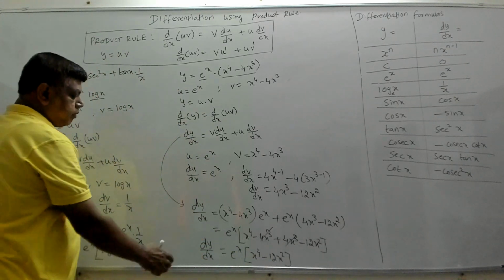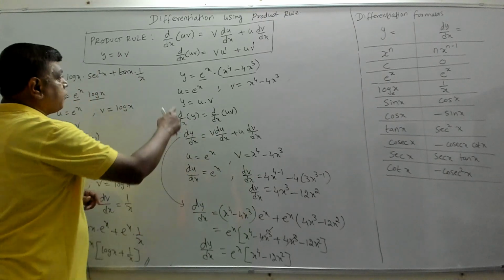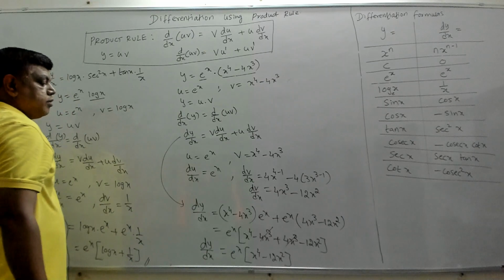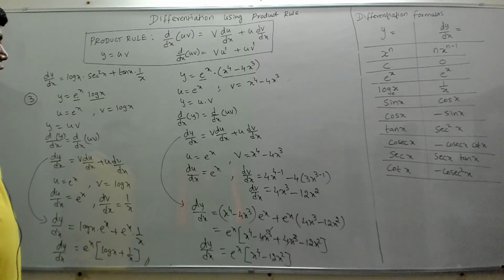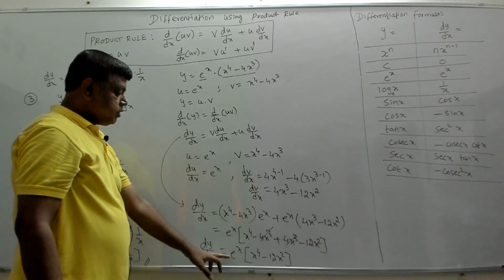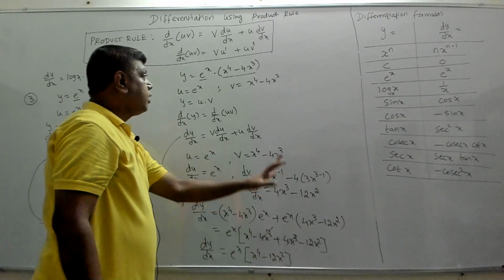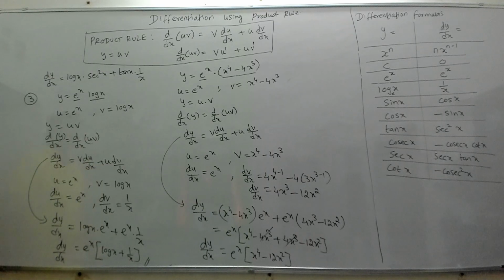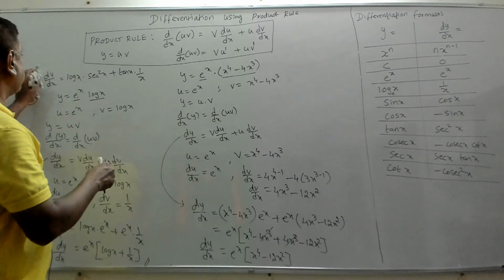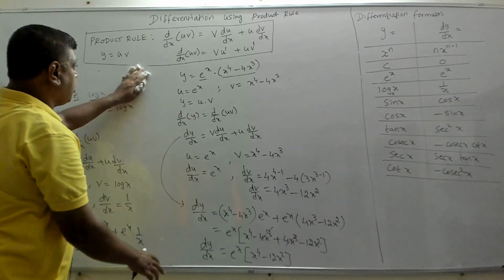Differentiation ends here. Right? So if y is equal to this function, then its derivative is this one. For y as e power x into x power 4 minus 4x cube, the derivative is e power x into x power 4 minus 12x square. Fine. So all of you can pause the video and copy this.